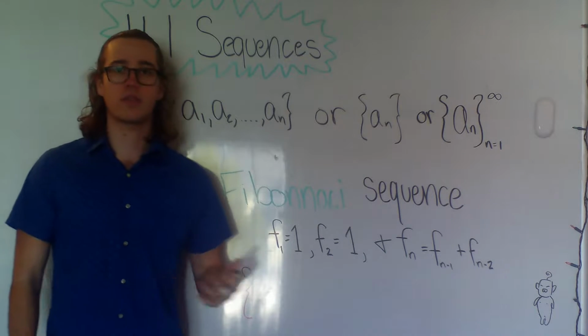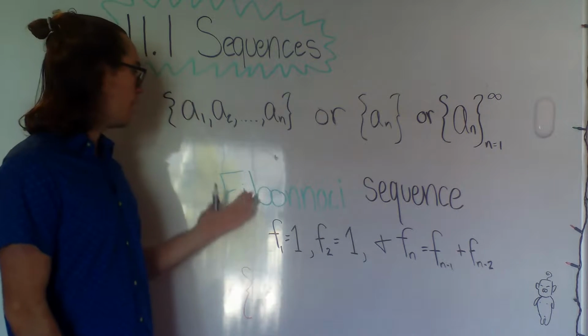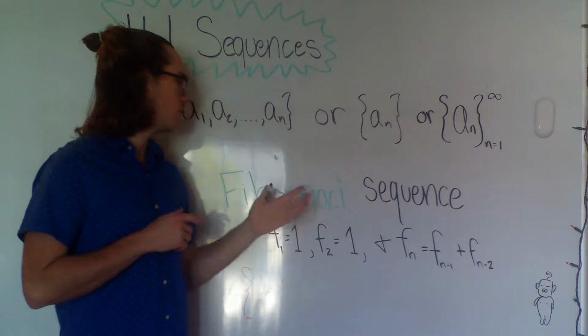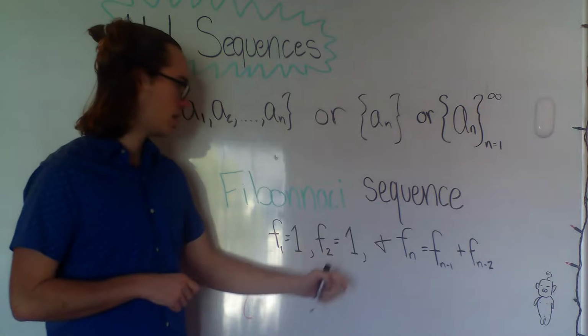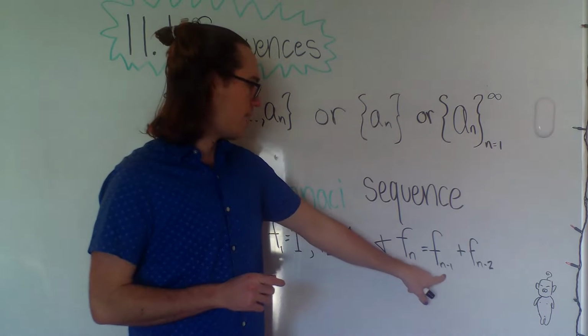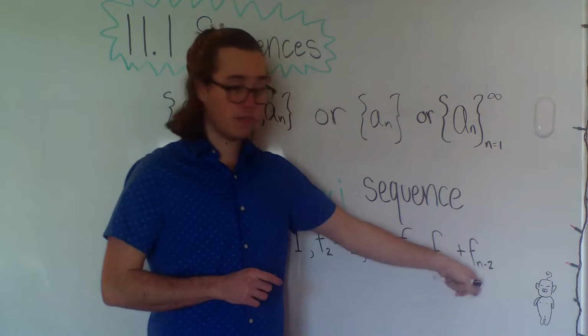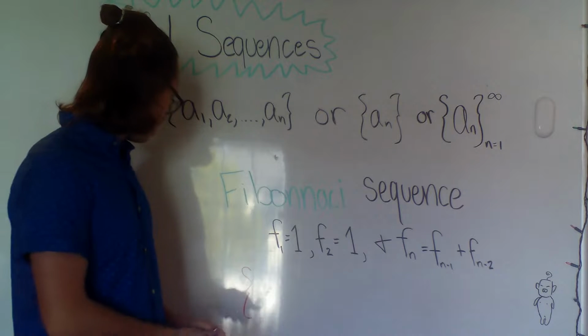So, what is one example of a sequence? My favorite one, and the one most people would know, would be the Fibonacci sequence. It states that f1 equals 1, f2 equals 1, and then fn equals fn minus 1 plus fn minus 2.